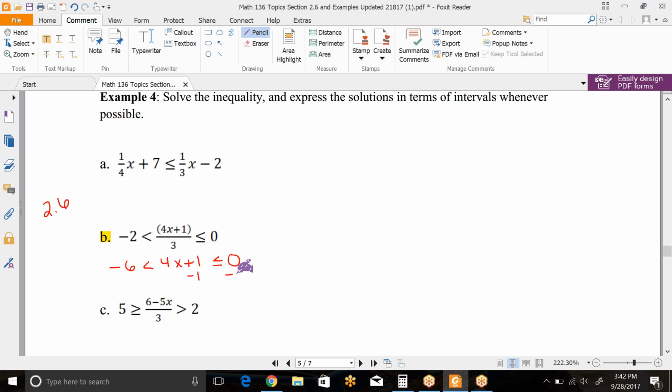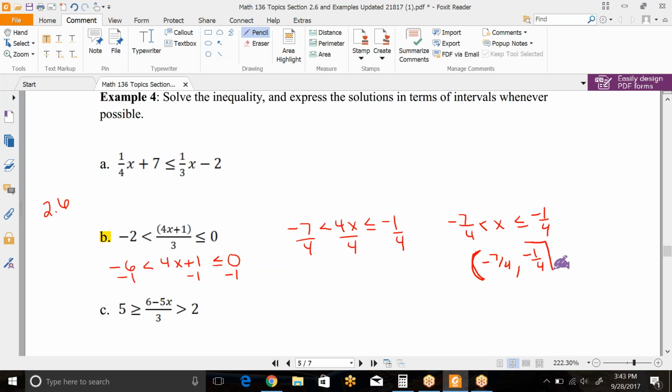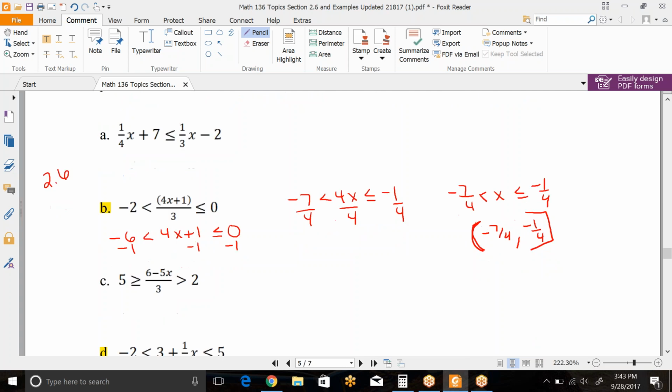I would then subtract 1 from all three sides. And then divide everything by 4. So we're getting -7/4 is less than x is less than or equal to -1/4. In interval notation, that would be a parenthesis, -7/4, comma, -1/4, and then a bracket because of the equal to bar closest to the -1/4.